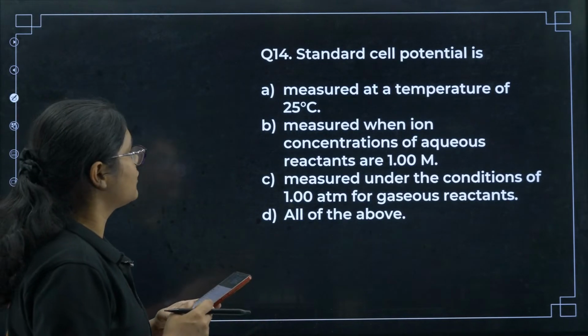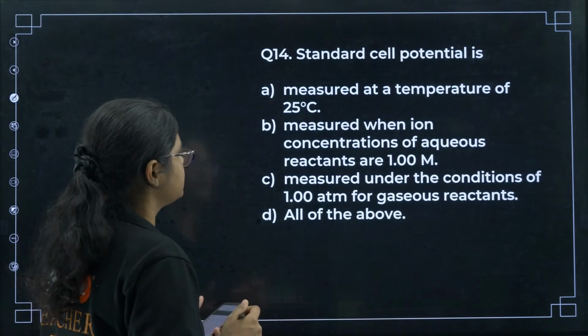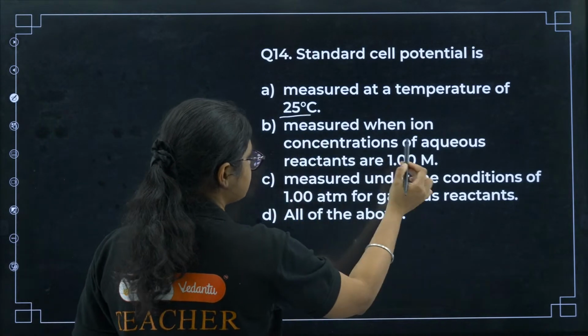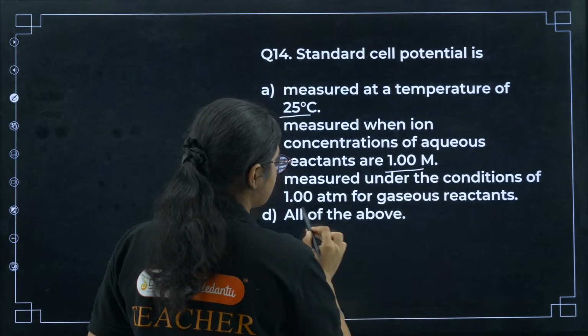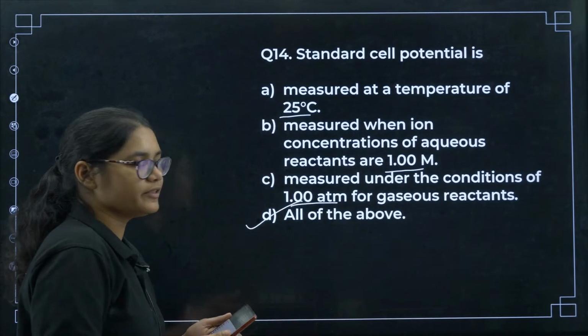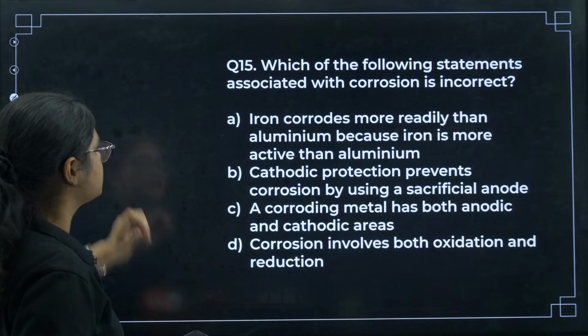Okay, next, 14th question. Standard cell potential, yes, all of the above: 25 degrees Celsius, 1 molar concentration, pressure is 1 atm, all of the above. Next, question number 15.